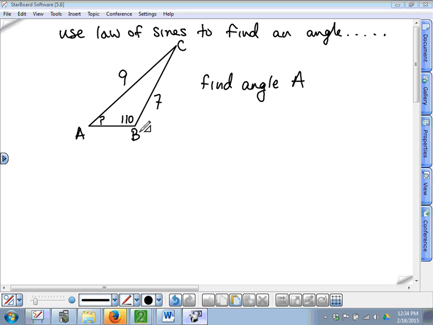It's no different. There is one difference at the end. Now, I'm asking you to find angle A. Only way that can work is if you know the side across from angle A. So it's 7.